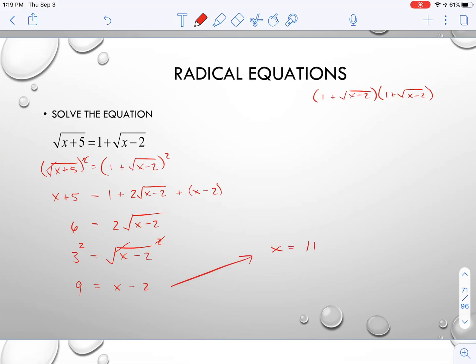x equals 11. If I go back and check my solution, on the left, 11 plus 5 is 16, square root of 16 is 4. On the right, 11 minus 2 is 9, square root of 9 is 3, 3 plus 1 is 4, 4 equals 4. This solution checks out.